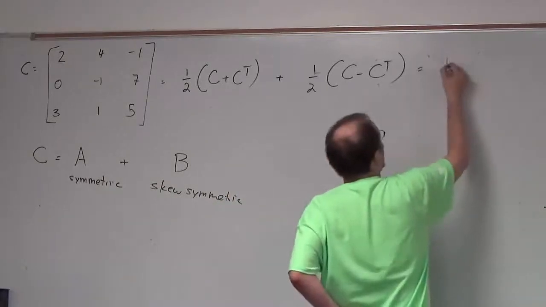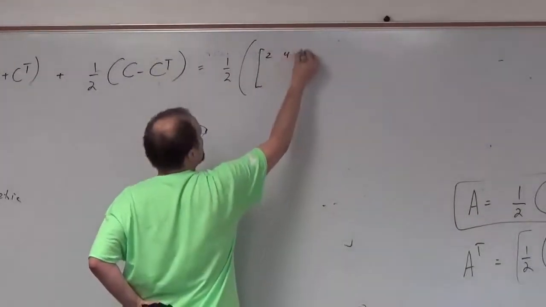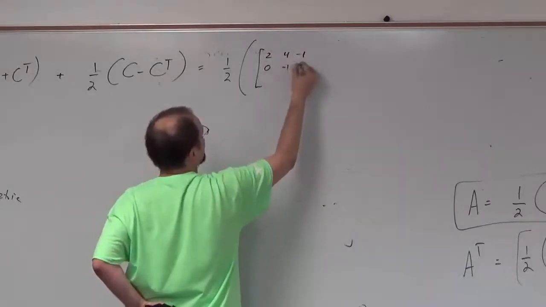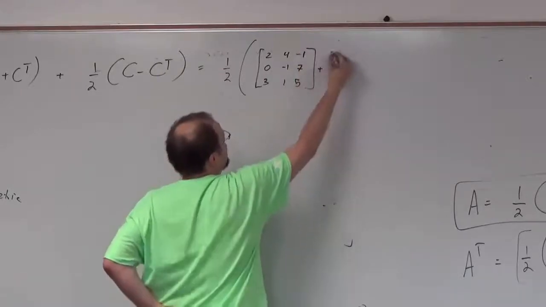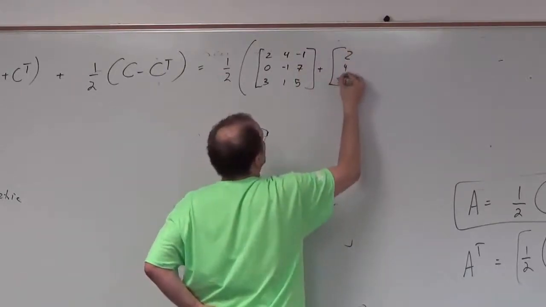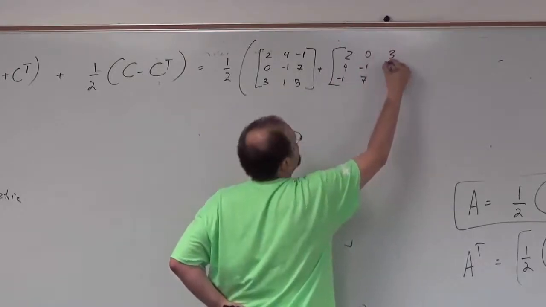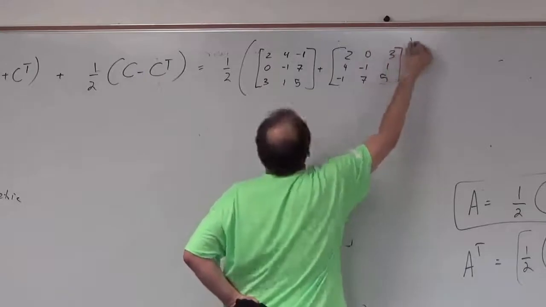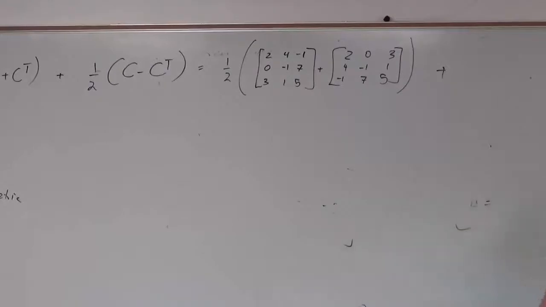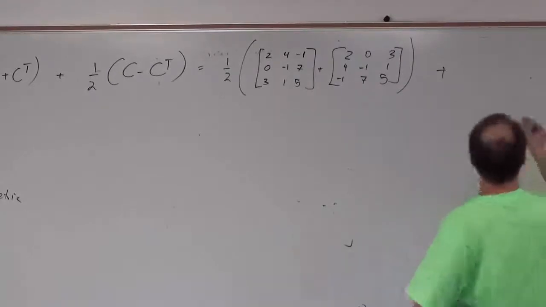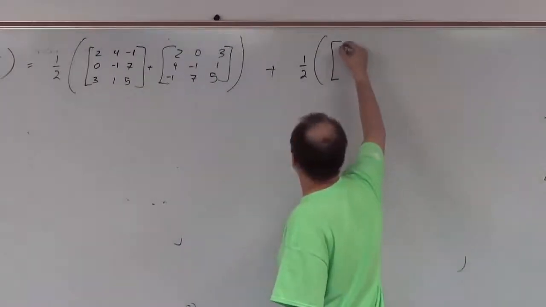So let's see, 1/2 matrix C plus its transpose. I'd like to see direct evidence, direct confirmation that this is going to be a symmetric matrix. Plus one-half C minus C transpose.